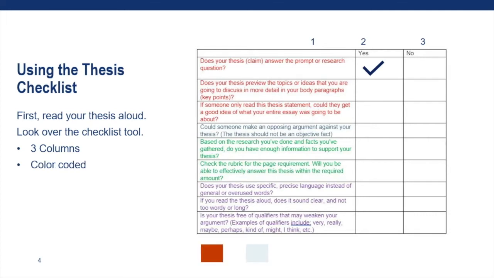All of the questions are also color coded. The colors are meant to clearly help you find out exactly what you can revise about your thesis. Look at the bottom of the page to see what each color means and to find links to other resources that can help you make specific revisions to your thesis.